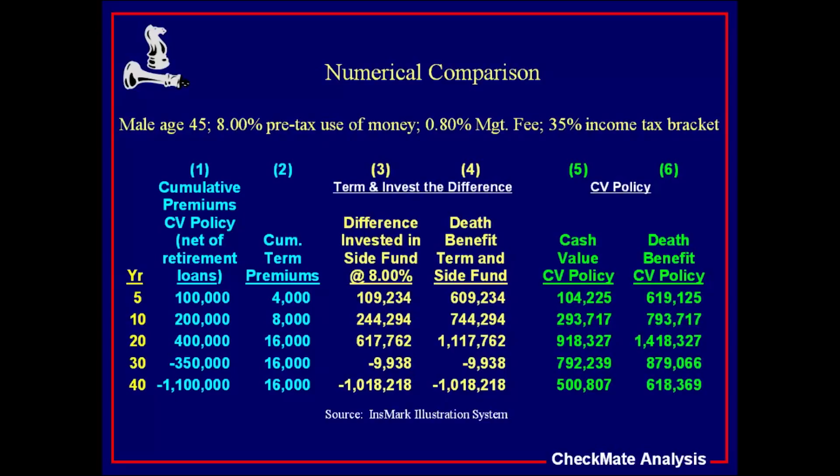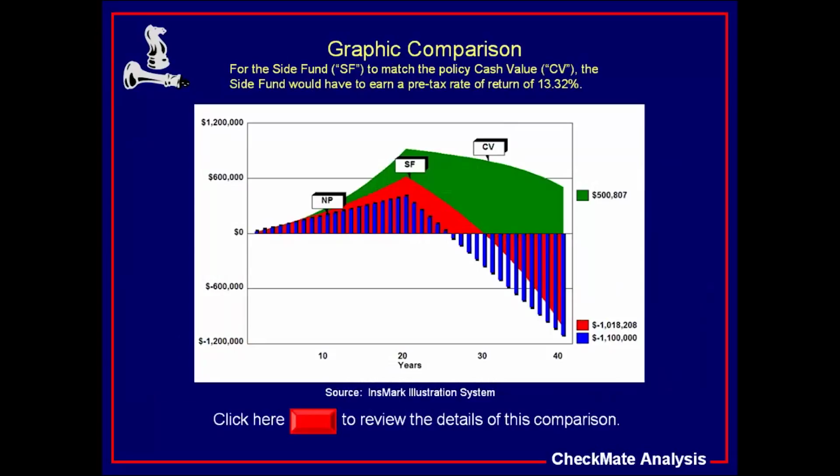And as you can see, column 3 still goes negative, not by as much, but still significantly negative compared to column 5, which still retains its $500,000 of long-range cash value. Graphically, it looks like that. Green still is good and red's getting worse.